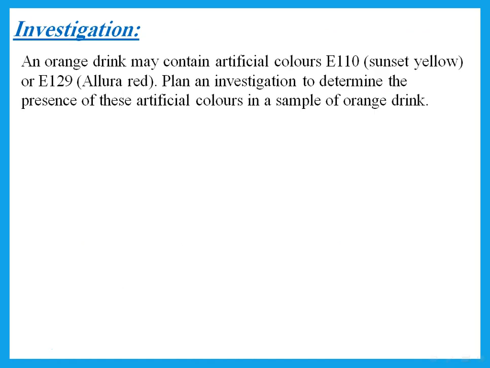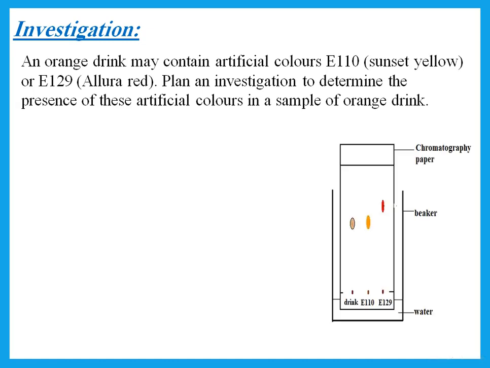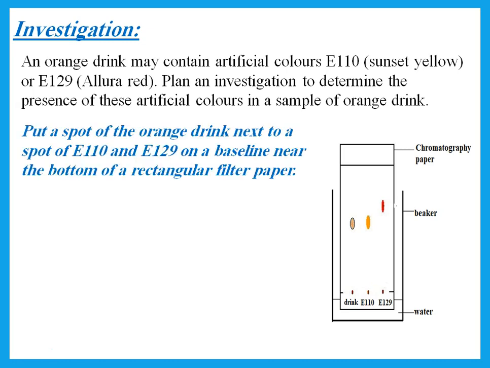So this is an example of an experiment. He says an orange drink may contain artificial colors E110 and E129. Plan an investigation to determine the presence of these artificial colors in a sample of orange drink. So again, if I want to know if my sample contains something, what I do is put a spot of the orange drink next to a spot of E110 and E129 on a baseline near the bottom of a rectangular filter paper or chromatography paper.